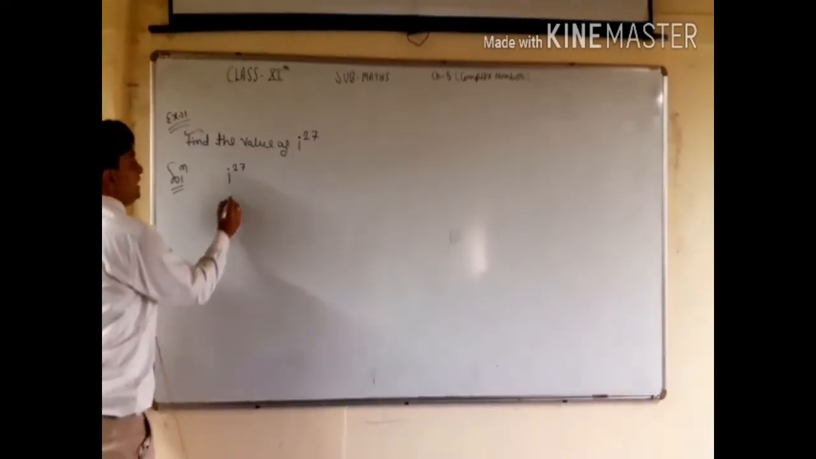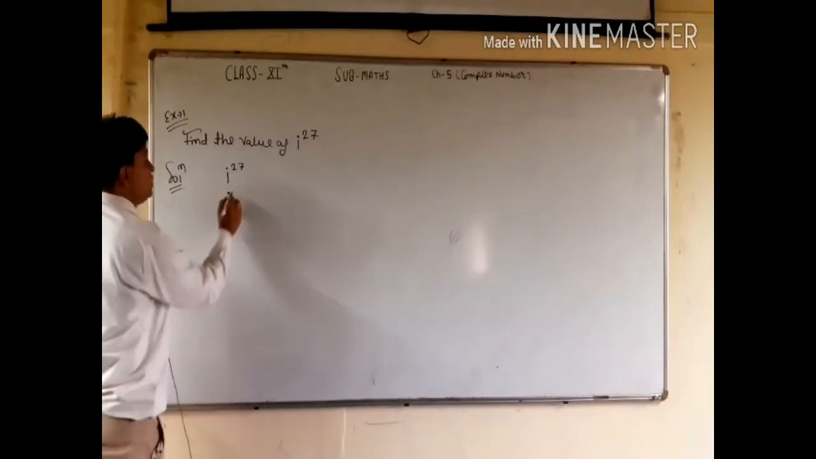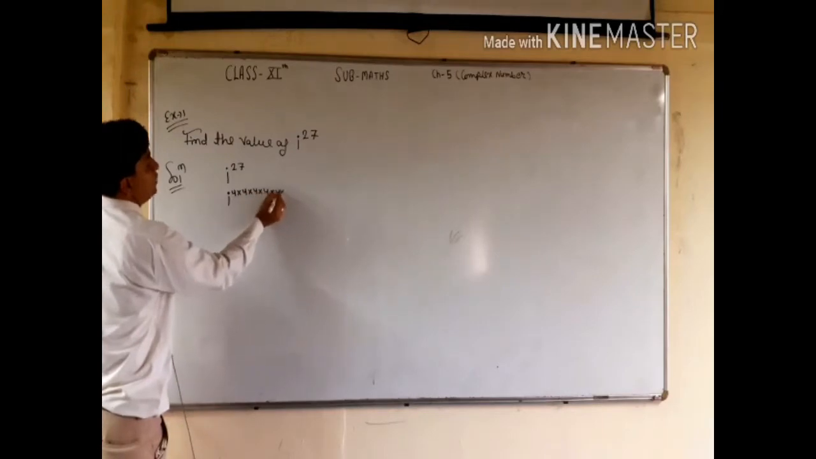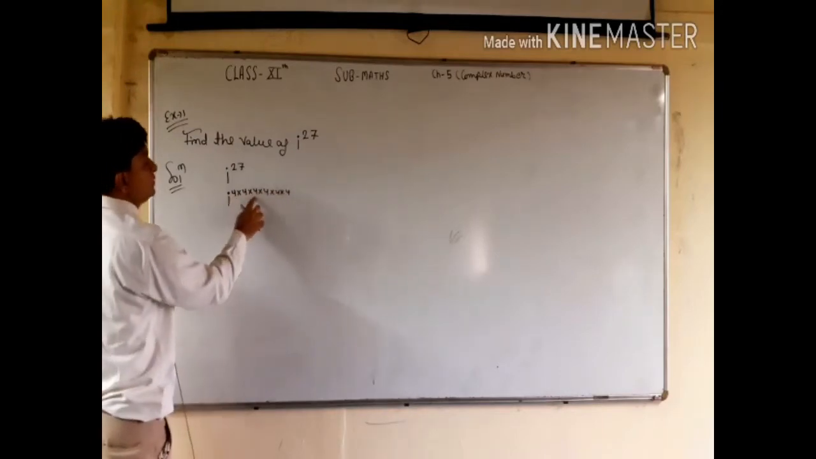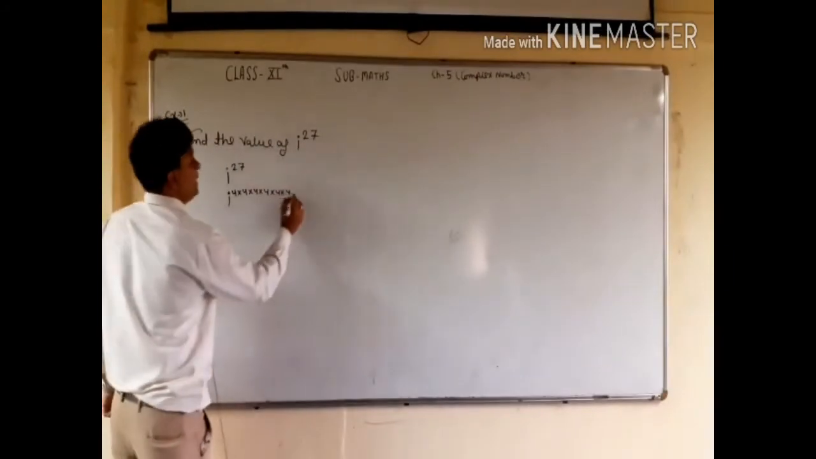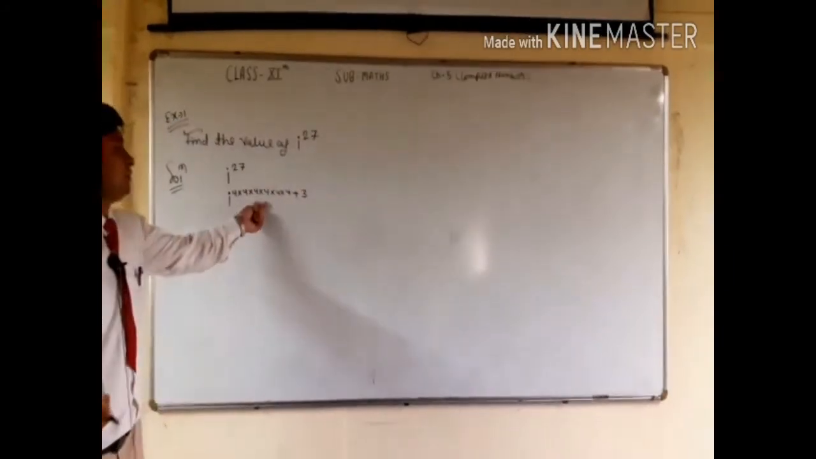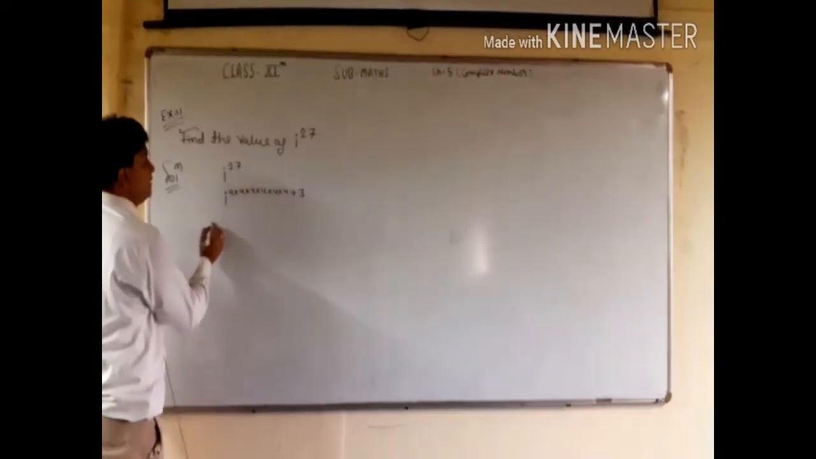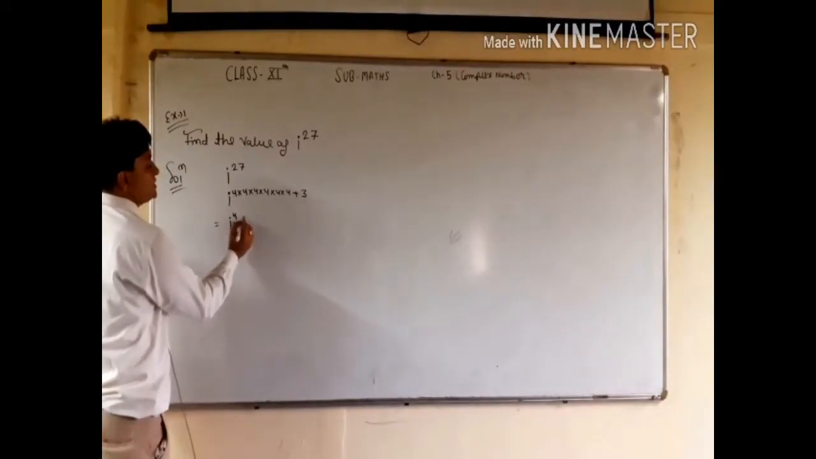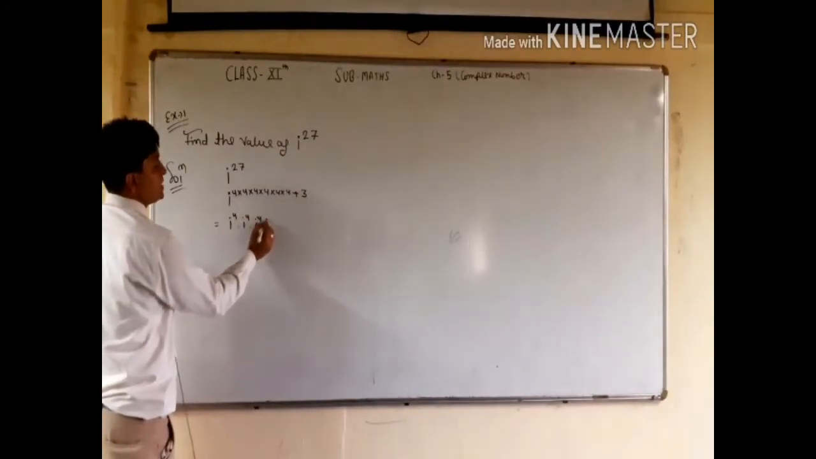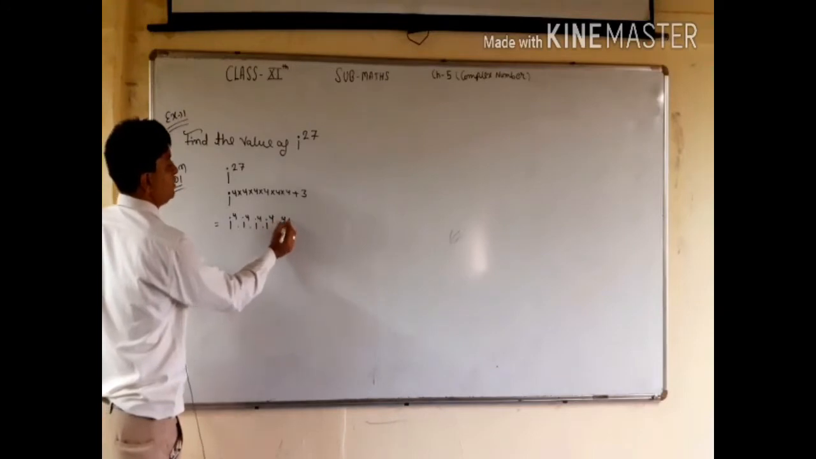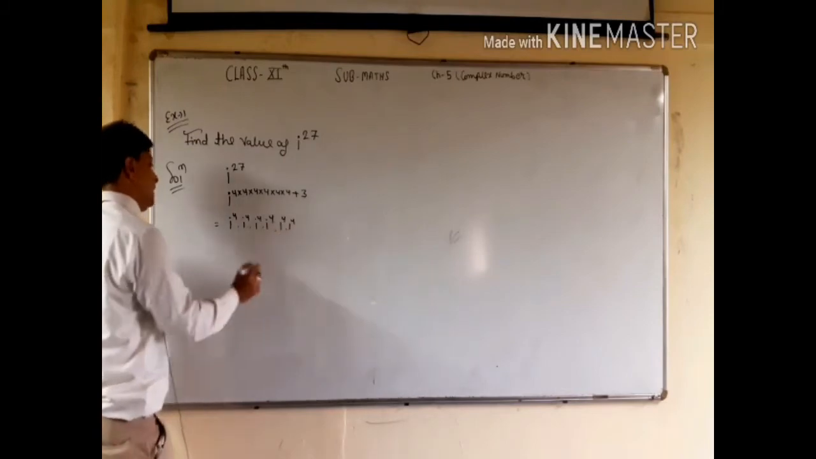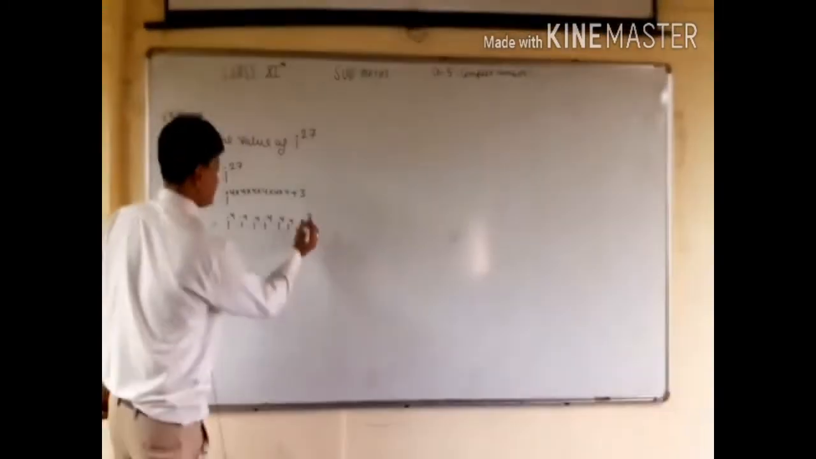So this is multiple of 4 into 4 into 4 into 4 into 4 into 4, plus 3. This is 24 and this is 3. So total is 27. And we know that this is iota 4, this is iota 4, this is iota 4, this is iota 4, this is iota 4, this is iota 4. 1, 2, 3, 4, 5, 6. And this is iota power 3.